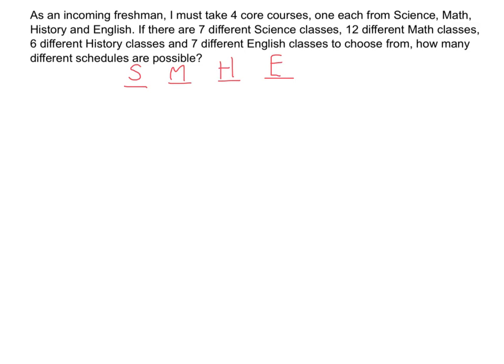So let's take a look. We have to choose a science class. How many do we have to choose from? There are 7 different possible choices. For math, there are 12 different possible choices. For history, there are 6, and for English, there are 7.